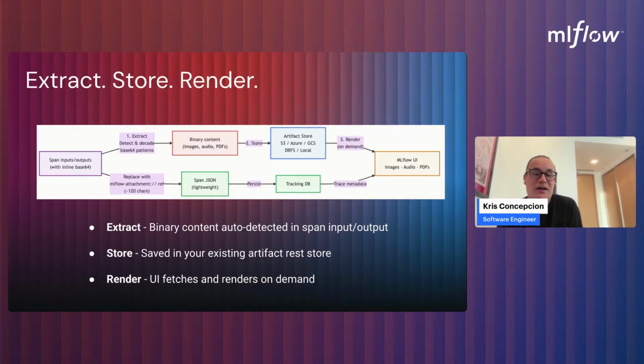And then finally, the render. The UI now fetches the binary data on demand when you open a trace. So you don't have to pay any rendering cost at the trace list view. It's only when you click into a specific trace that the UI will attempt to render the data in question. And again, the thing I want to highlight here is there's no new infrastructure. You just reuse what you already have. We're just using it in a better way now. So if you're already using MLflow auto tracing integrations, you don't have to change anything. All you have to do is upgrade to 3.12 and redeploy. And then the next time you run, you should start seeing this.